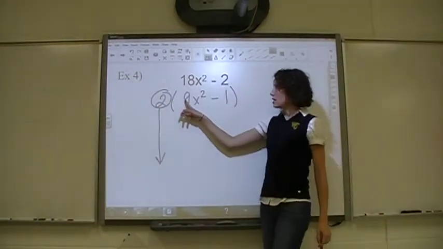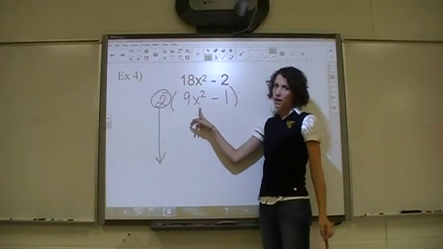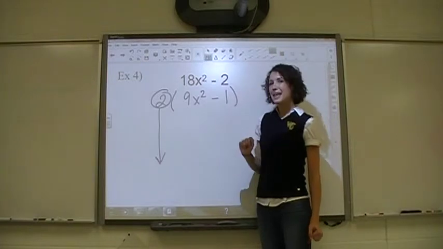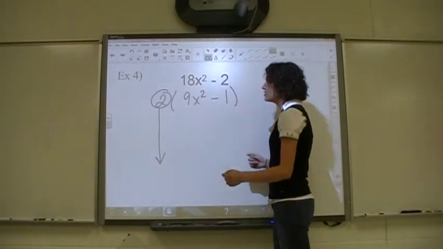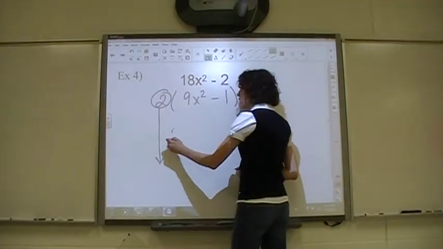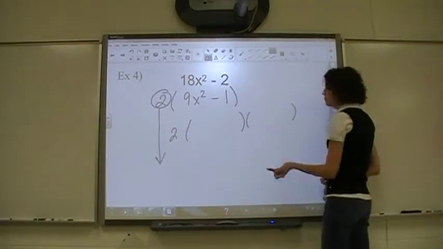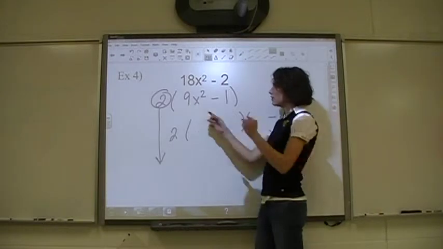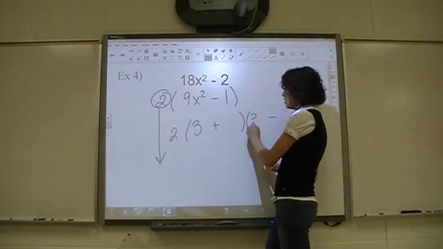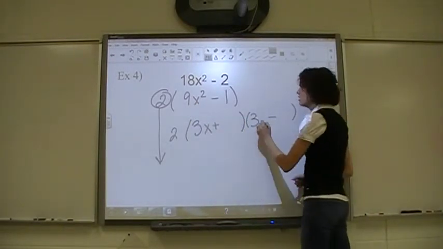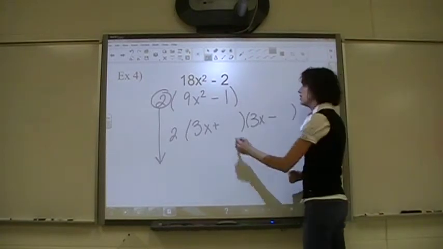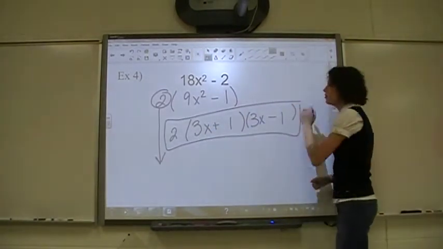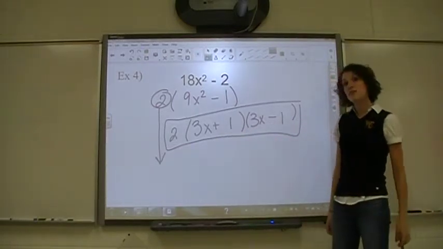Now look at these numbers. 9 is a perfect square, x squared is a perfect square, and 1 is a perfect square. We've got our minus sign, so we are all set. So let's go ahead and factor this. Bring your 2 down. You've got parentheses. You can put your plus and your minus there. Square root of 9 is 3. Square root of x squared is x. And the square root of 1 is 1. Here's my final answer. You factor that 2 out, and then you have 3x plus 1, 3x minus 1.